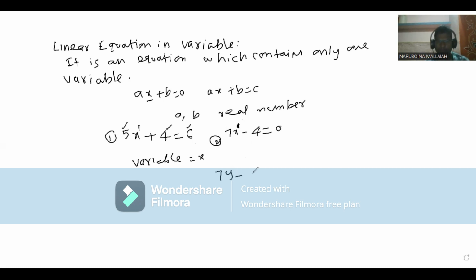You can choose any variable. 7y minus 5 equal to 6. Here also y is the variable. Its highest power is 1. So this is considered a linear equation in one variable. Simply, if you don't find any x squared, y squared, x cube, y cube, x to the power of 4 or x to the power of 5, then they are considered linear equations in one variable. We only find a single variable with multiples.